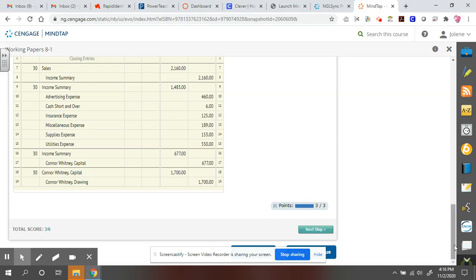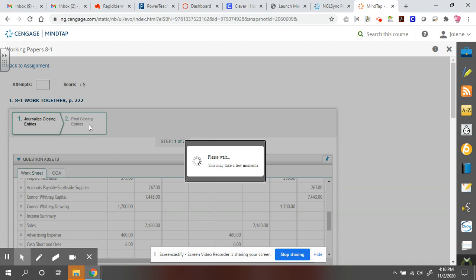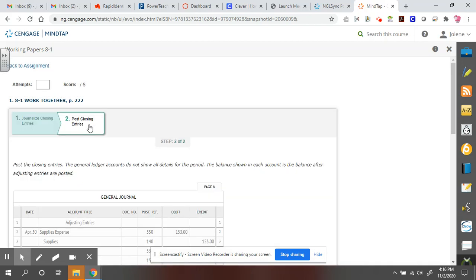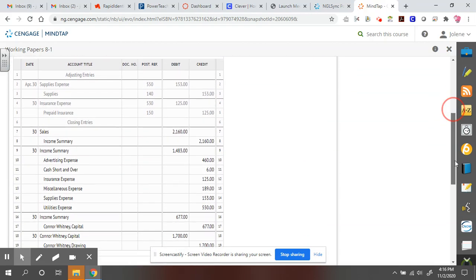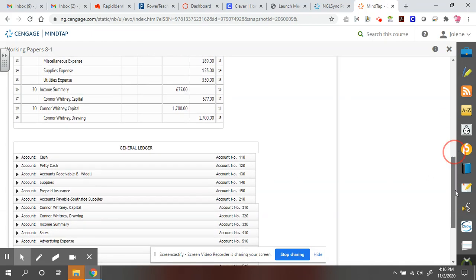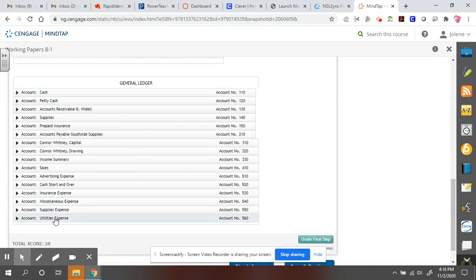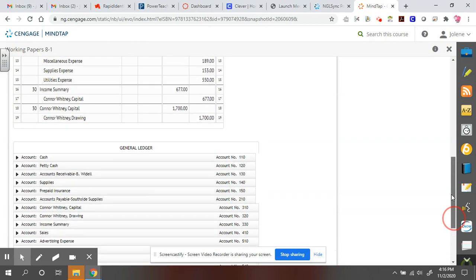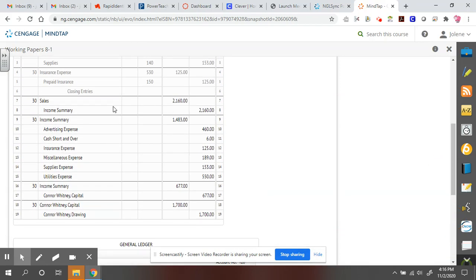All right, again, we just followed the example that was in the book. That's all we did. Now we're going to go to the next step, which says post-closing entries. With this, we have to take those things that we just put into our general journal for closing entries. We now have to post these to the general ledgers. So each one has a general ledger, like an index card, to keep track of what it's doing. So we're going to start with sales.